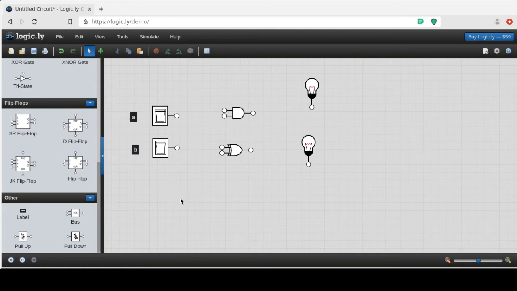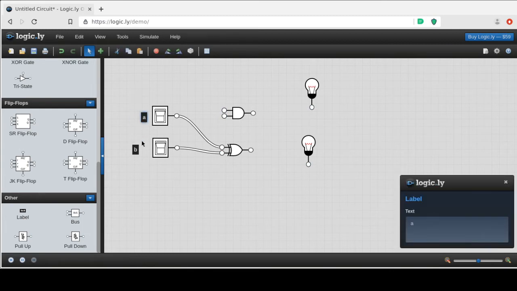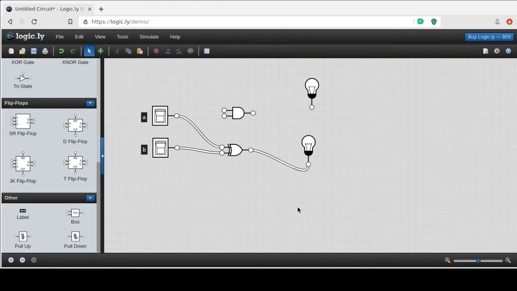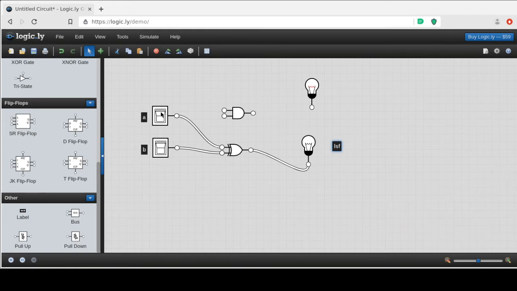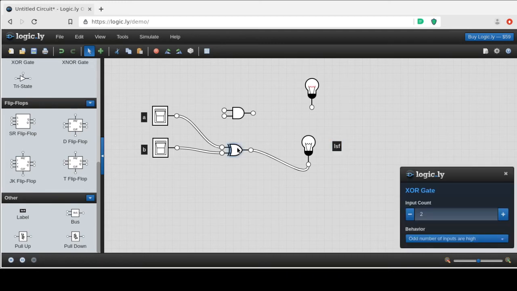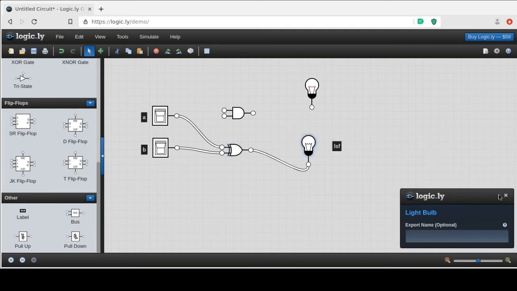Now, if I feed the two switches, A and B, to the exclusive OR, so I'm feeding A and B to the exclusive OR, what do you get out of exclusive OR? You get the least significant figure. There it is. So remember, two switches together fed through the exclusive OR gives you the least significant figure.